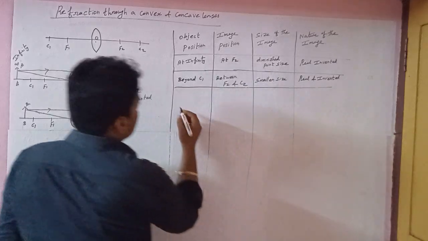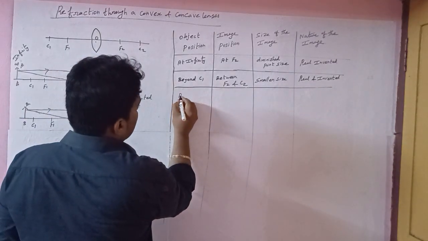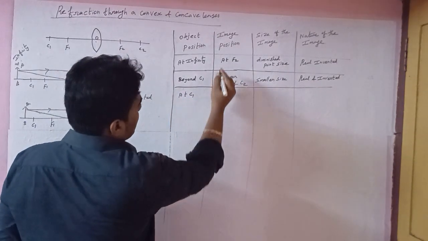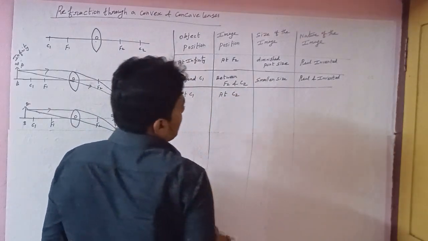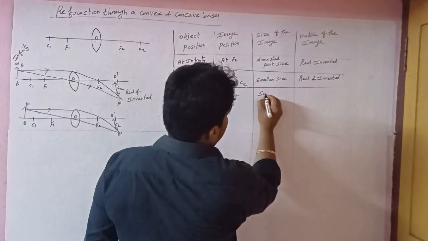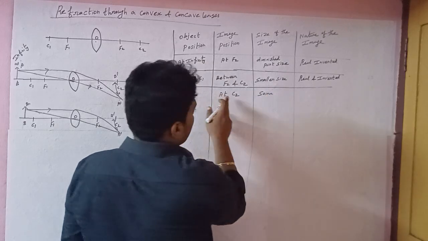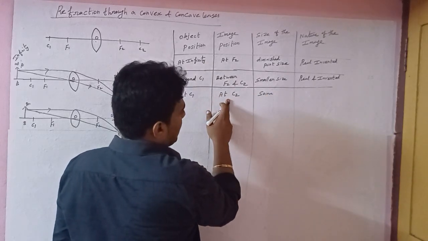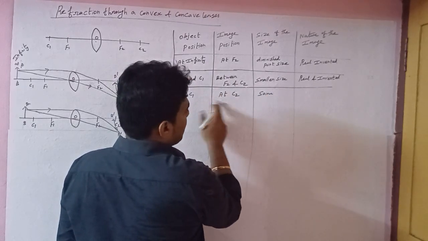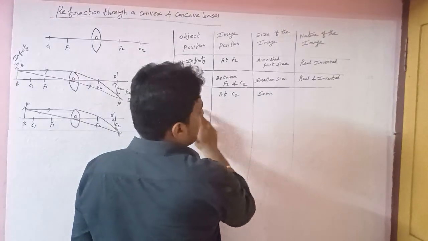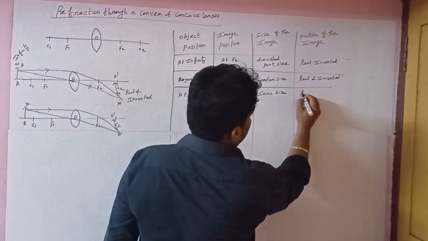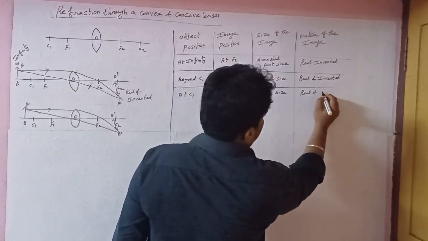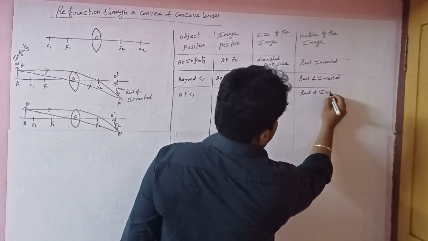So we have to write the third case. Now the object is placed at C1. So the image position is at C2. The size of the image is the same size, because the object is placed at C1 and we will get the image at C2, as both are at the same distance. So we will get the image real and inverted.